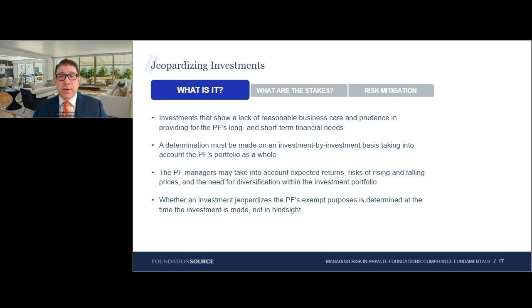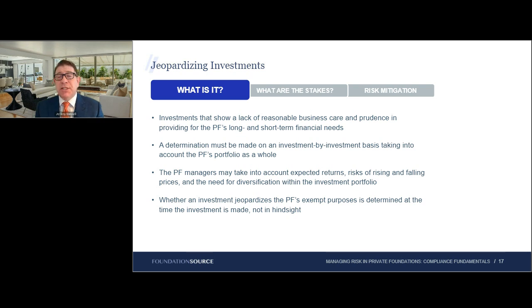In fact, the IRS generally doesn't second-guess a board's business judgment. They don't like to do that. And so the thing that you also have to keep in mind is that these rules are not applied in hindsight. They're applied on the basis of what the foundation investment folks knew at the time of the investment. If it ends up being a lousy investment, you don't play Monday morning quarterback and say, oh, it must have been jeopardizing.